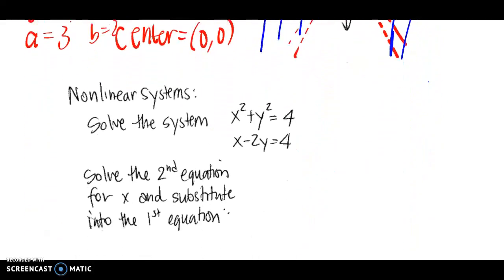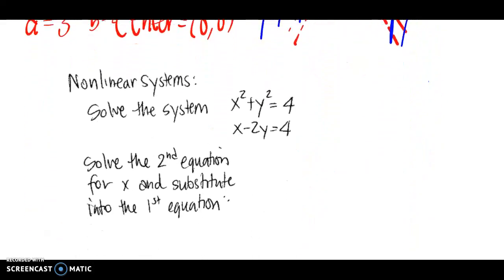Okay, now this one, there's going to be a couple here that are going to be a little bit tricky. Nonlinear systems. There are 2 different methods for finding the solutions here. Actually, not really. This is the graph of a circle, and this is the graph of a line, and the line is going to intersect the circle in 2 places. So here's what you want to do. You're going to want to solve this second equation for x. So how do you solve that for x?